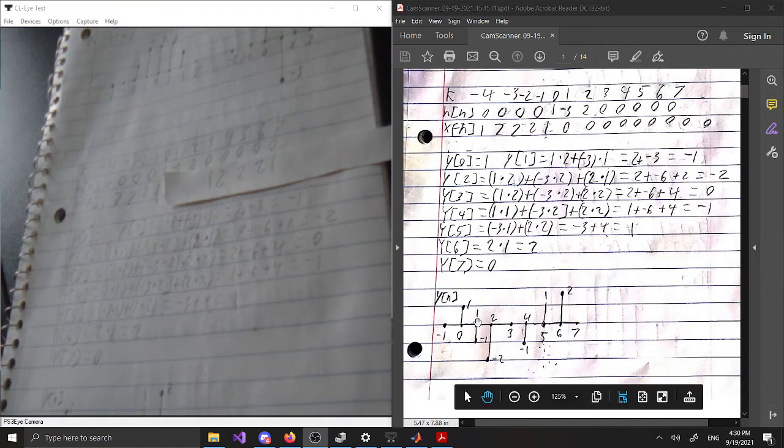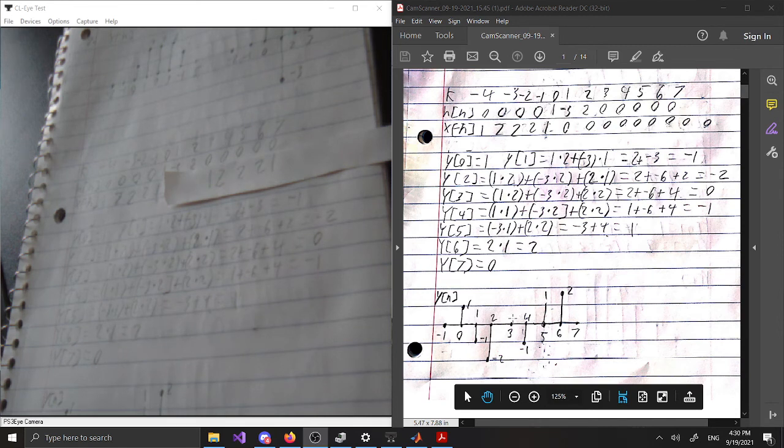And then for graphing y of n, it's just going to look like this. It's going to have all the same inputs and outputs that we found. So y of 0 equals 1, y of 1 equals negative 1, y of 2 equals negative 2, y of 3 equals 0, y of 4 equals negative 1, y of 5 equals 1, y of 6 equals 2. Then y of 7 is 0. And so that just gives you the answer y of n. And that's how you solve it.